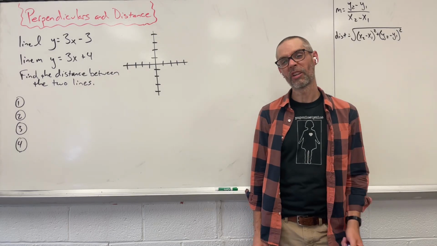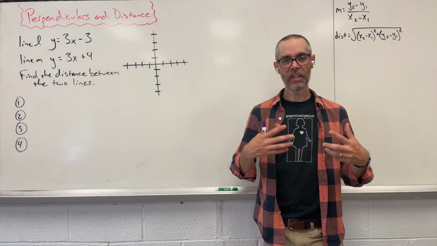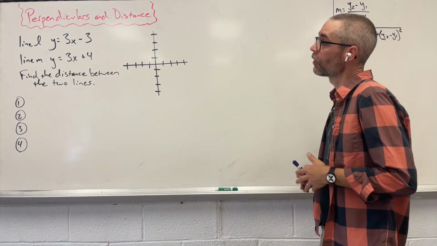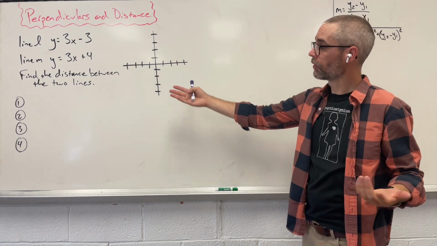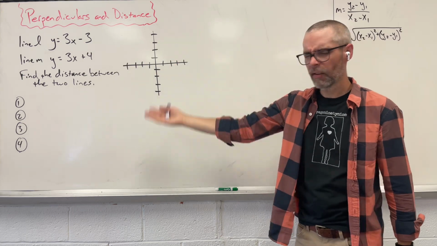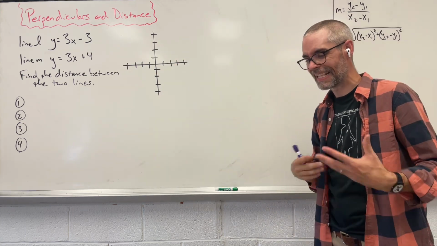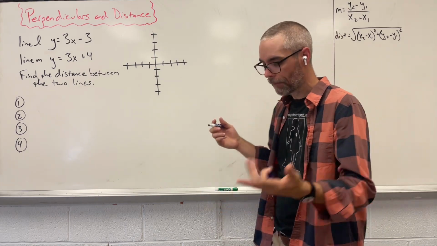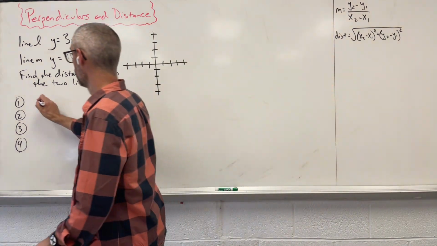Today we're going to take a look at perpendiculars and distances, more specifically the distance between two parallel lines. So we're given two lines. I want to find that distance. I'm going to plot them, and then I've got four rules that are going to help us get there. First thing I want to do is graph and find my new slope.